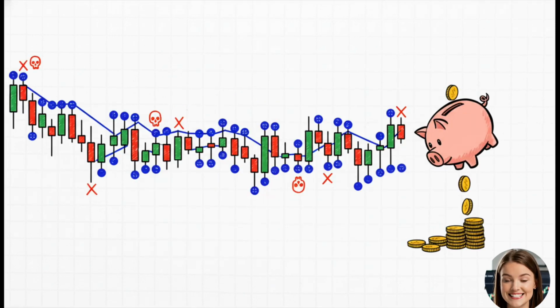So here's trap number one, ranging or sideways markets. You have to remember, Parabolic SAR is a trend indicator. When there's no trend and the market is just chopping back and forth, the SAR is going to flip and flip and flip, giving you one false signal after another. It's what traders call getting whipsawed, and it'll just bleed your account dry.